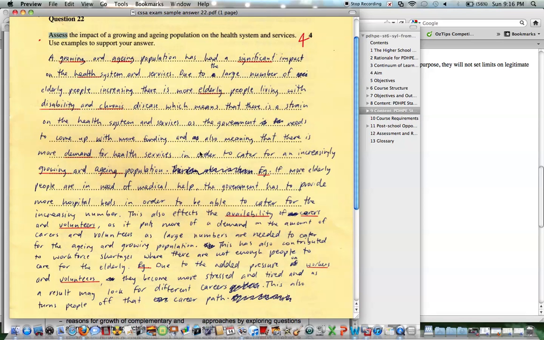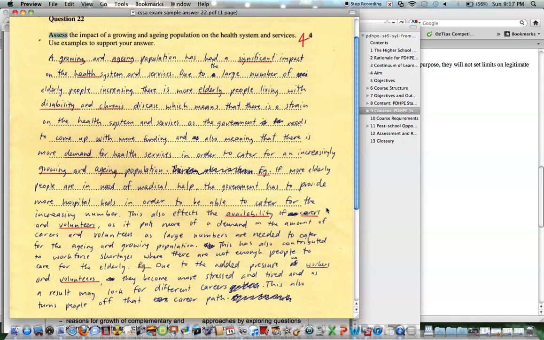Then we've gone into an example. So we've made a little judgment here. Now we're going to have an example to support the judgment that we've just spoken about. If more elderly people are in need of medical help, the government has to provide more hospital beds in order to be able to cater for the increasing number. This also affects the availability of carers and volunteers, as it puts more of a demand on the amount of carers and volunteers, as large numbers are required to cater for the ageing population. So that's a little part of our answer there.